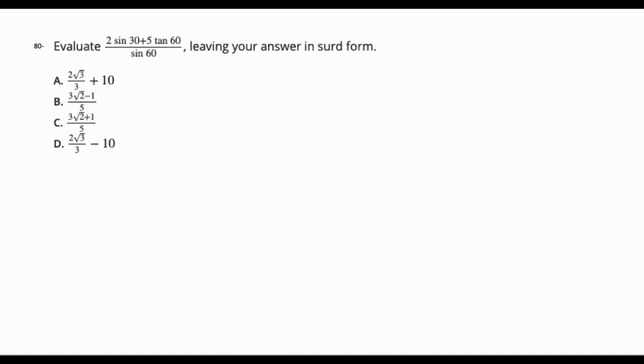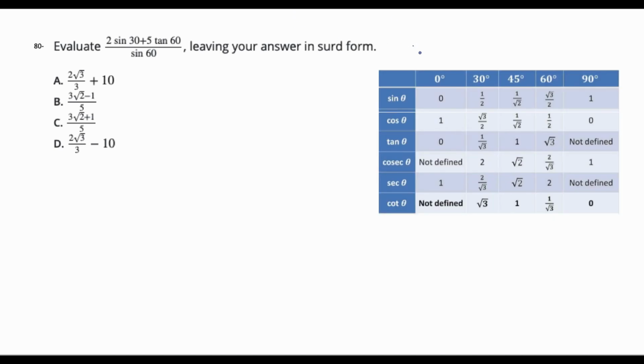Question 80 says evaluate 2 sine 30 plus 5 tan 60 all divided by sine 60, leaving your answer in the surd form. So to answer this question, a very good trig function table to know is the one we have here. Now, we're not going to go into proving how these results are gotten, but it's very important that we know them, maybe in another video. Now, if we use these values, we can evaluate that our sine 30 becomes 2 multiplied by sine 30 in this equation, which is half. In this table, sine 30 degrees is half.